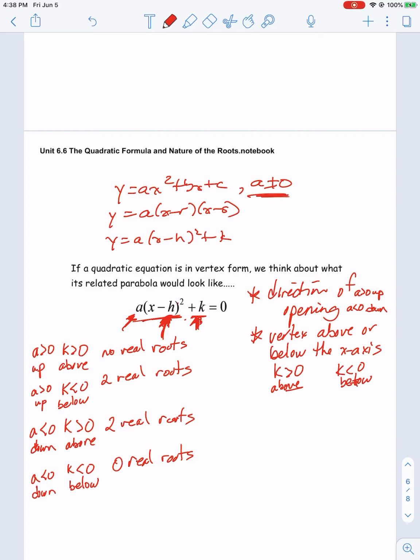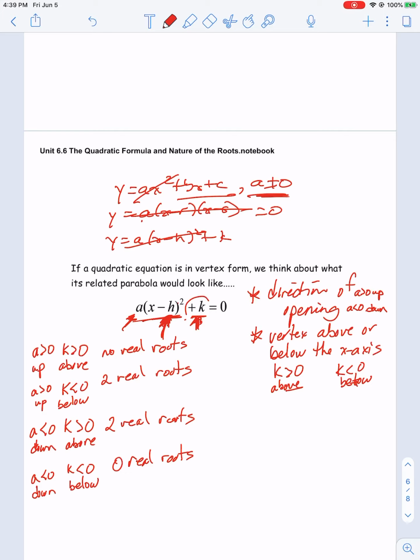If A equals 0 here, that term's gone. All you have is a linear left. If A equals 0 here, this whole thing equals 0, and you just have a straight line, which is the x-axis. And if A equals 0 here, this will be gone, and you have a horizontal line at y equals k. So A can't be 0 in a quadratic relationship. So we don't care about A equals 0.